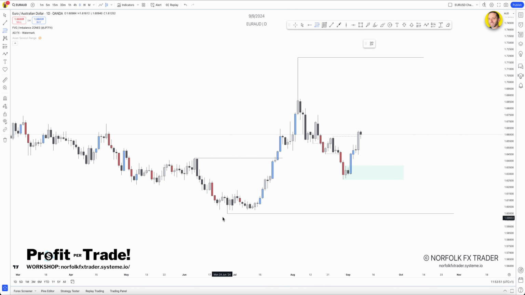We've pulled back into discount pricing, so that's below the 50% of this move. We're inside a discount pricing area. We've now seen the reversal of the internal structure. That gives me a bullish bias with the swing, with the internal. And we're just looking for a potential pullback to head higher with that internal structure.